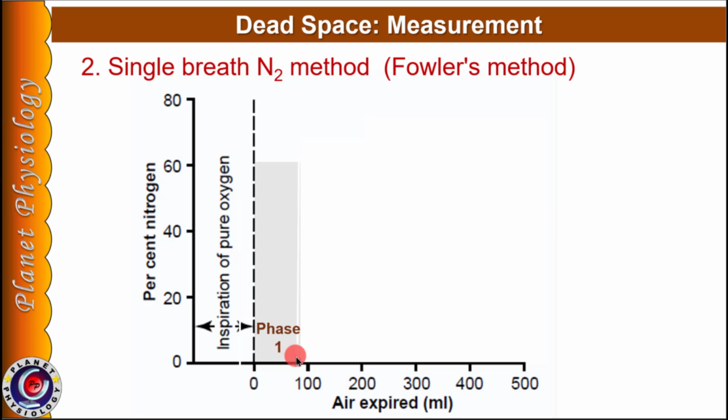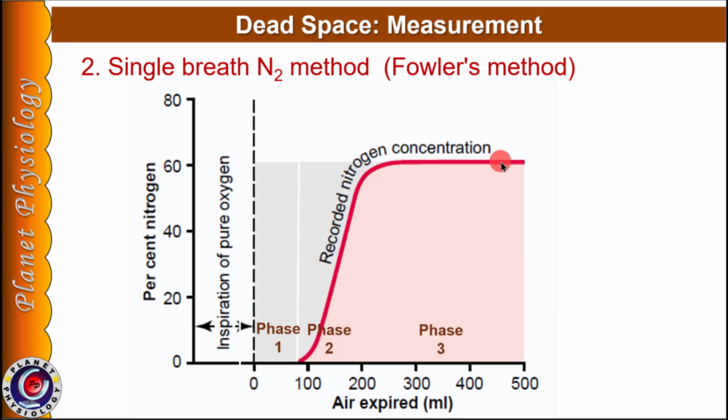This is called phase 1 of the expiration graph. As the exhalation continues, nitrogen concentration rapidly increases and finally reaches a plateau. This brief phase where nitrogen concentration rises rapidly is called phase 2. In this second phase, exhaled air is a mixture of dead space air in the tracheobronchial tree and the alveolar air. Hence, as more and more alveolar air contributes to the expired air, nitrogen concentration rises. In phase 3, nitrogen levels reach the plateau, and now the entire exhaled air is coming from alveoli.